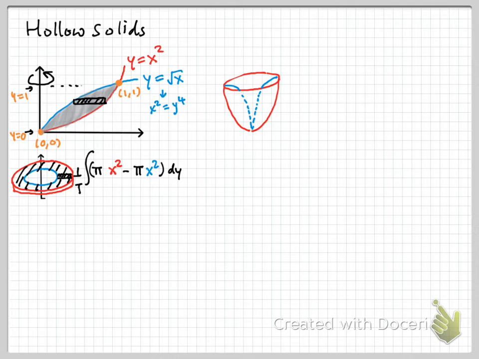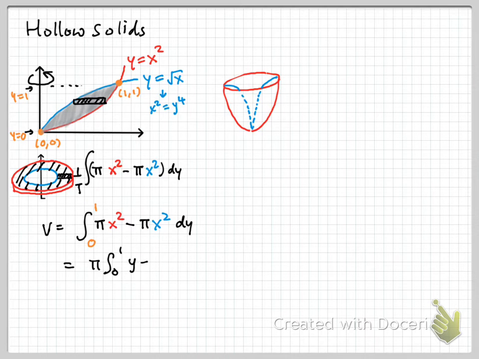So we can set up the volume in this way. The volume of this hollow solid is the integration of pi x squared, subtract pi x squared, one x is in blue, one x is in red, and then dy, from y equals 0 to y equals 1. If you replace all the x squared with y, the red one, x squared is y. The blue one, x squared is y to the fourth power.